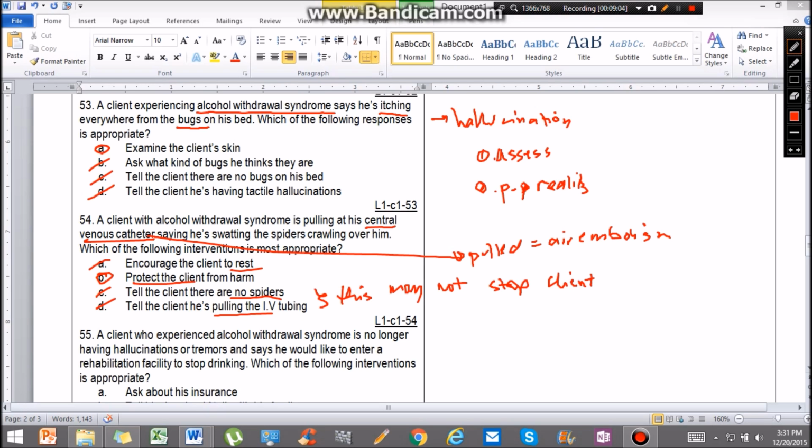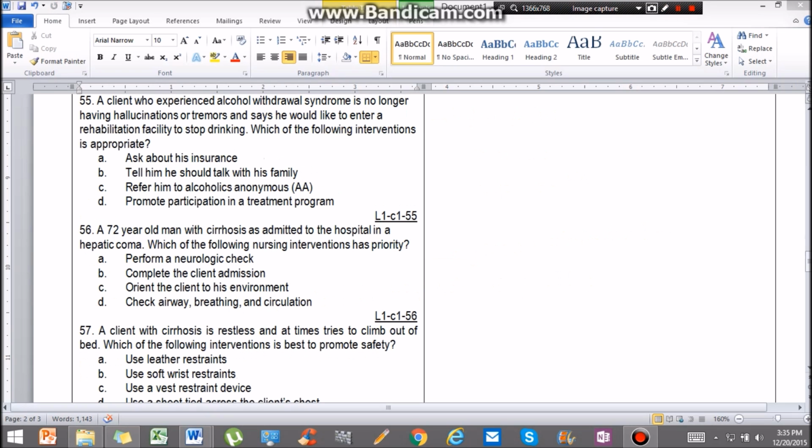Encouraging the client to rest is not appropriate at this time. Best answer is Boston. Next, number 55. A client who is experiencing alcohol withdrawal syndrome is no longer having hallucinations or tremors and says he would like to enter a rehabilitation facility to stop drinking. Which of the following interventions is appropriate?